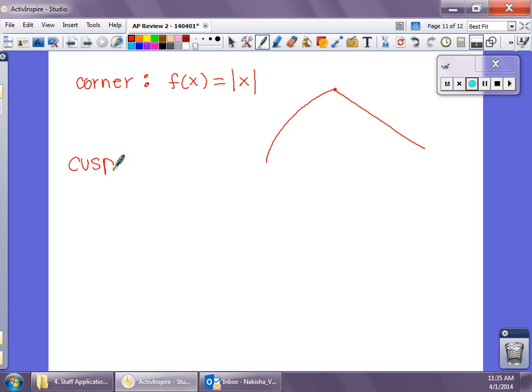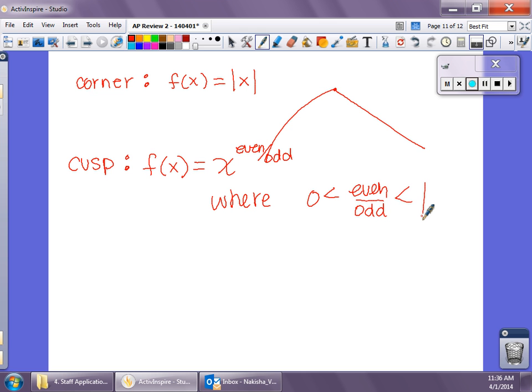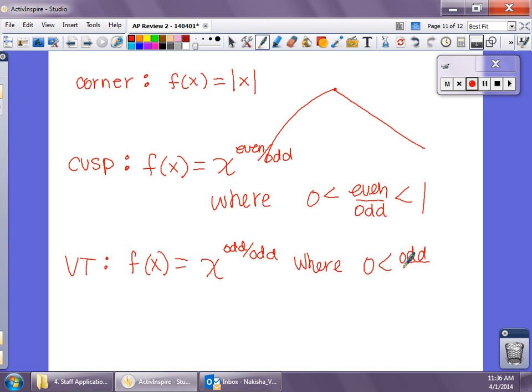A cusp. Glad to know that you guys don't remember any of it. Even over odd, where your power, I'm going to just rewrite it this way. Your power has to be between 0 and 1. So please give me 1 power that would give you a cusp. 2 over 3. 2/3 is our easy one that most of you remember. And then third thing, f of x equals odd over odd, but same rule, where the odd over odd, the power has to be between 0 and 1. What's one that you remember?